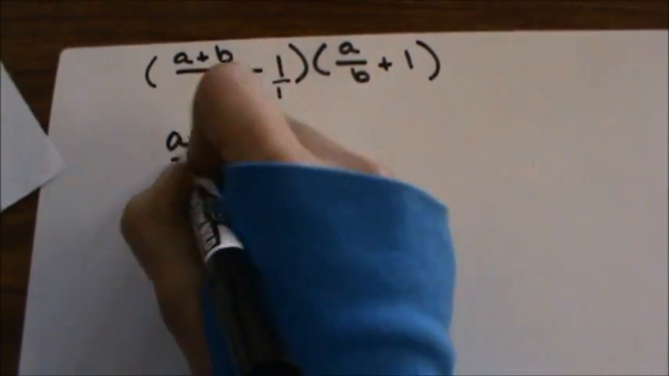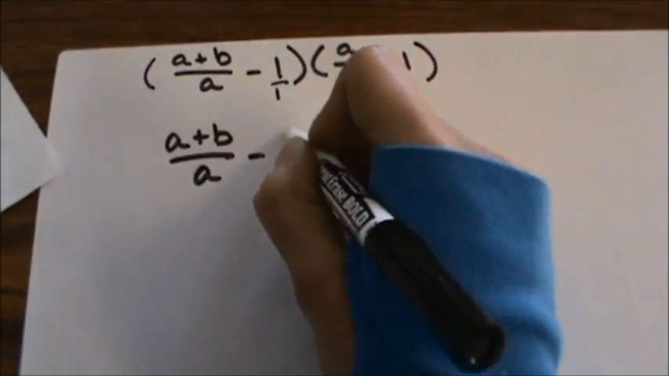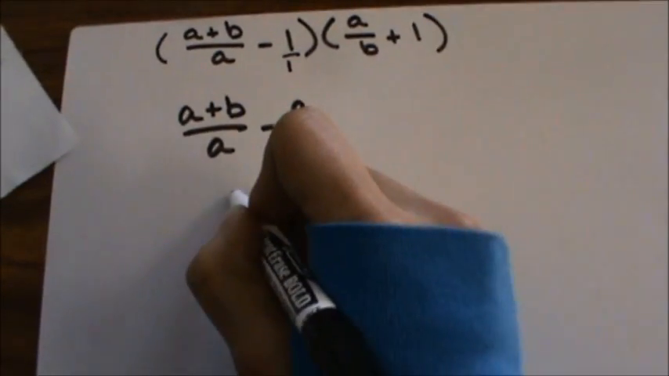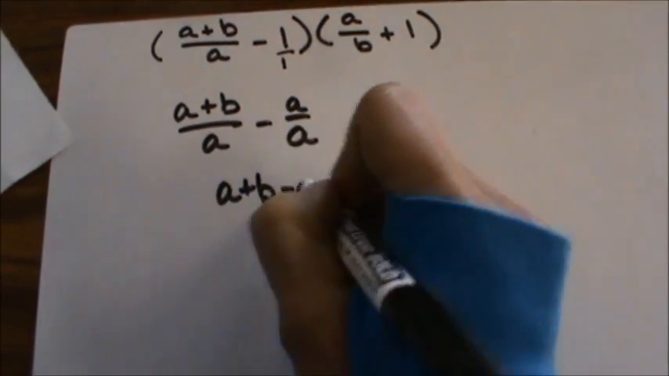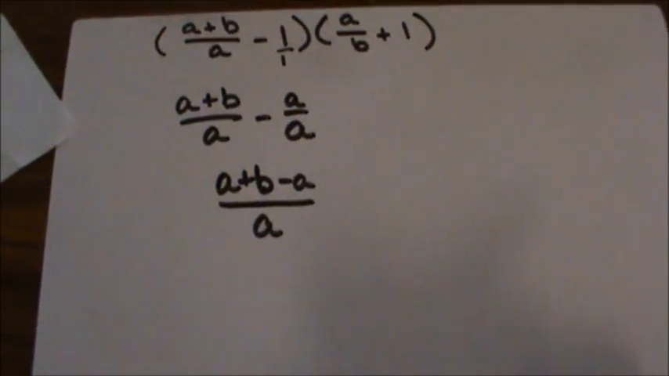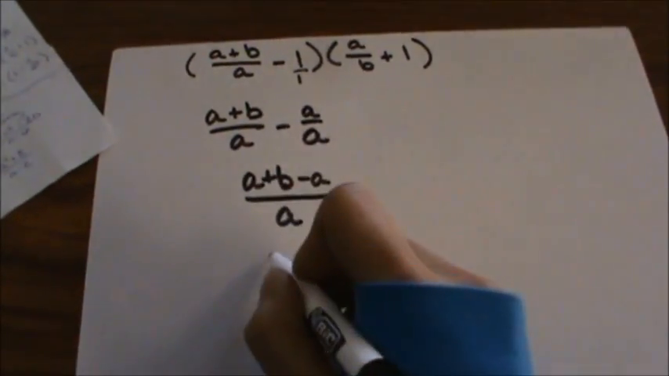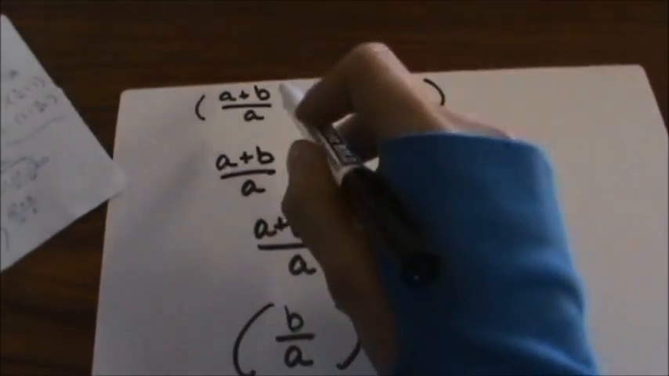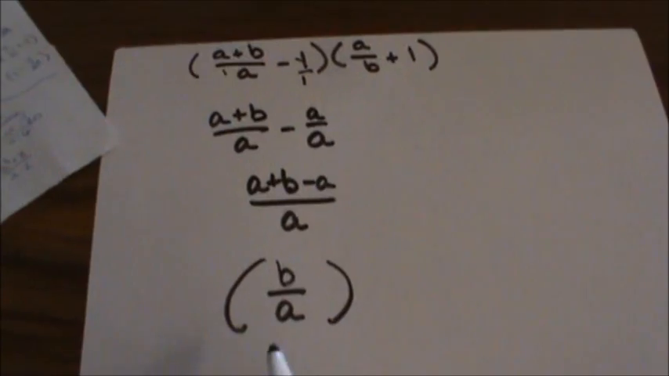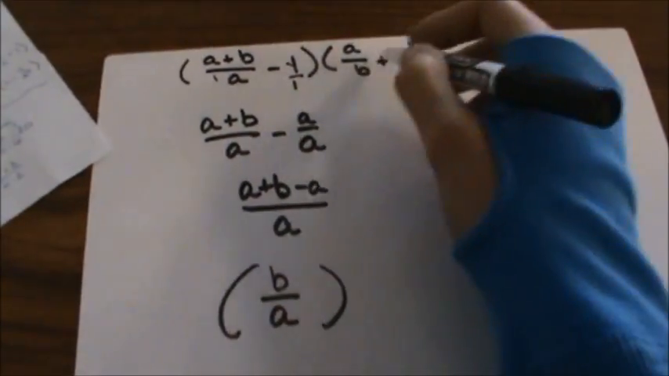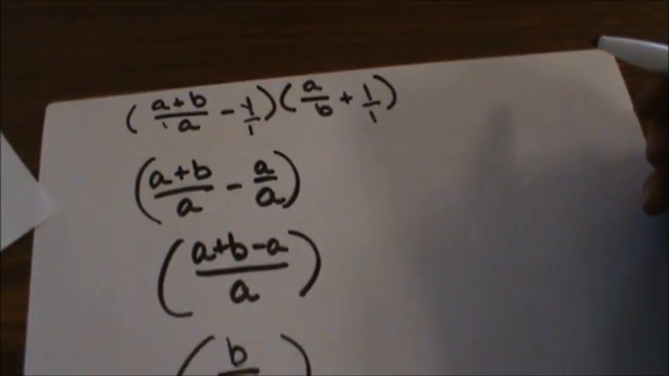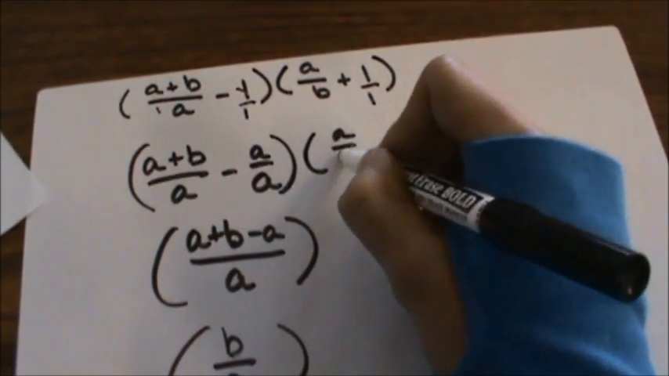So they end up being this one, a over a, since a is my common denominator. That means as one fraction, I get this. And if I combine my like terms, it just becomes b over a. So that's actually pretty nice that this whole part right here is just b over a. Let's do the same thing over to the other parenthesis and see what that simplifies to be. I'm going to make this over 1, so I see 2 fractions, and my common denominator is b.